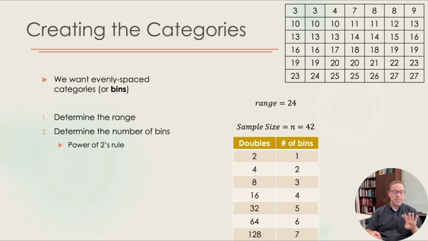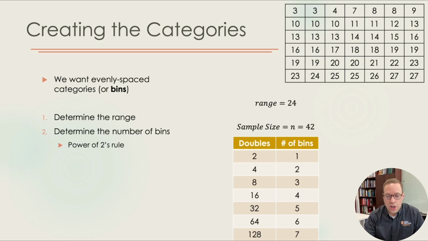Double again, 8, that's 3 bins. Double again, 16 would be 4 bins. Double again, 32 would be 5 bins. Double again would be 64, that's 6 bins. We've passed the number 42. So 42 is somewhere between 5 bins and 6 bins. Okay? Just count the number of doubles. You start with 1, how many times do you have to double to pass up your sample size? That's how many bins you'll have in your histogram.